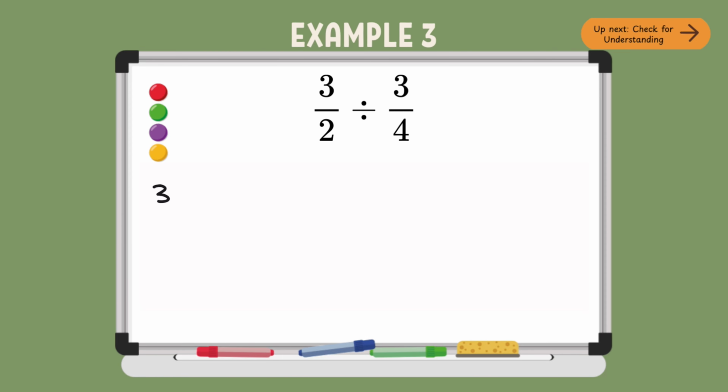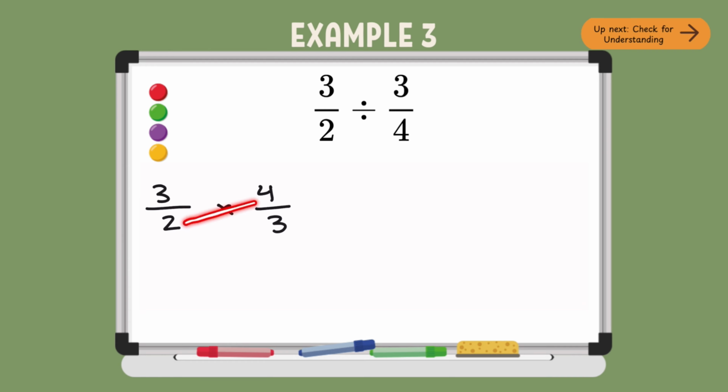Now our problem says 3 over 2 divided by 3 over 4. We want to keep the first fraction the same, now that it is a fraction, change the division sign to a multiplication sign, and flip that second fraction. We have the problem 3 over 2 times 4 over 3.